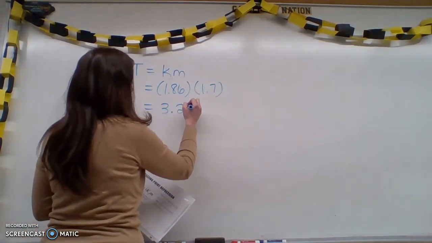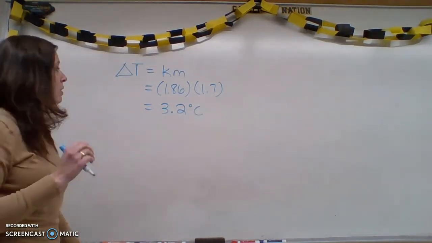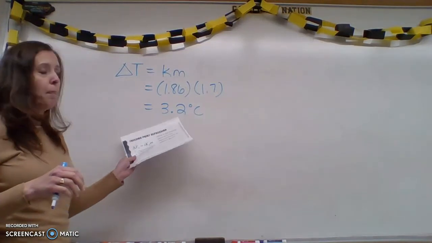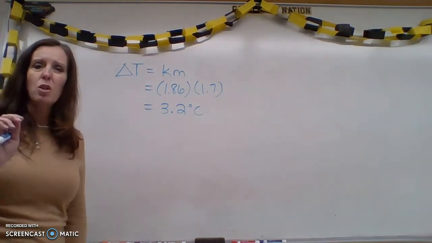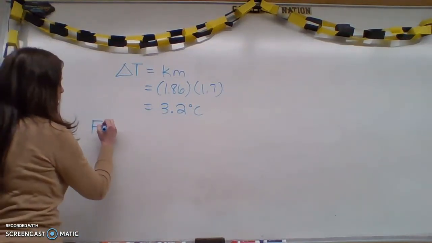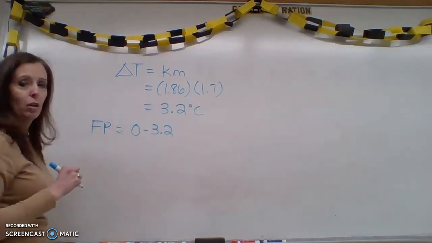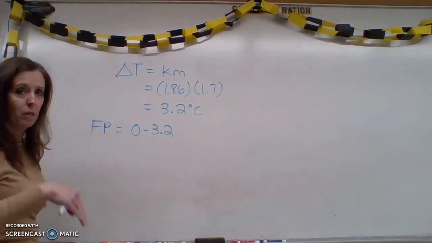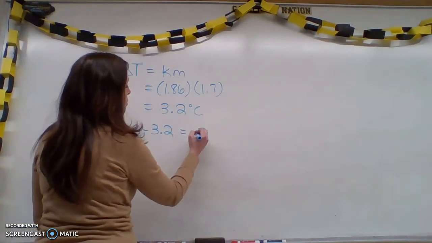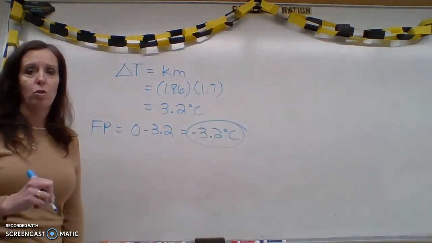That means that I'm changing the temperature of the freezing from 0 degrees, but I'm dropping it by 3.2 degrees. So what's the actual freezing point now? The actual freezing point is no longer 0. It's 0 minus 3.2 because it's going down. So the new freezing point is negative 3.2 degrees Celsius.